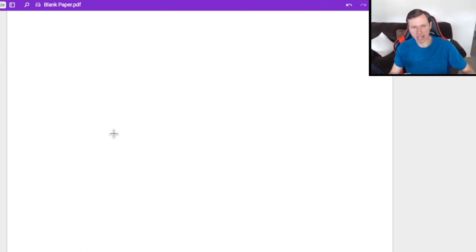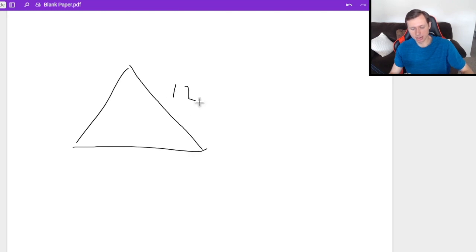And the last example I have today is I have this triangle here. This side length is 12. This side length is 10. And this angle in the corner is 80 degrees. And let's say this is A, B, and C.